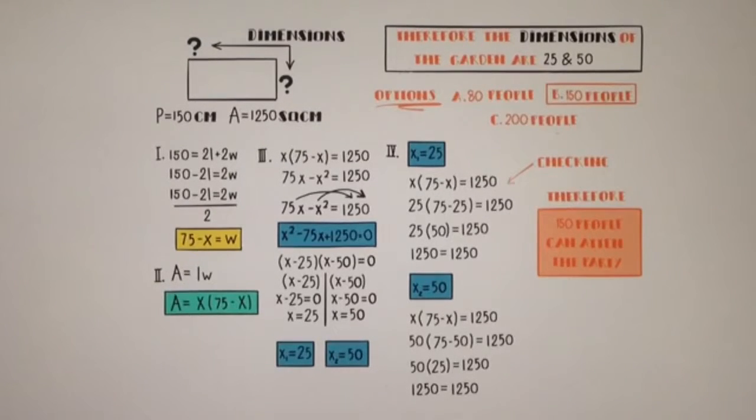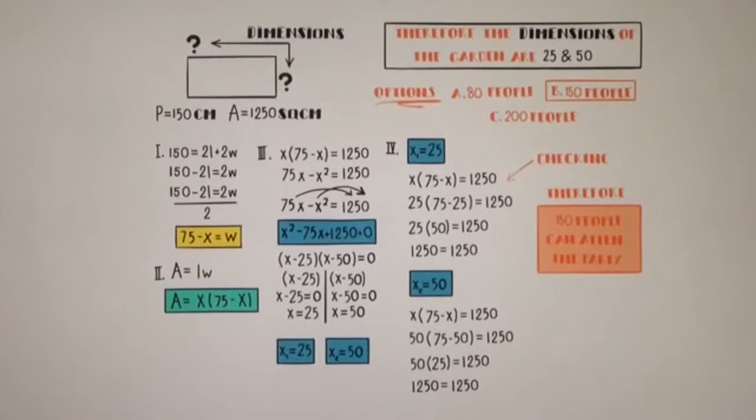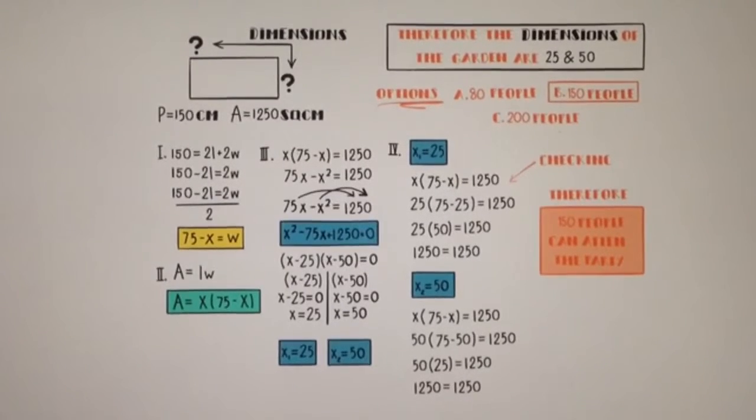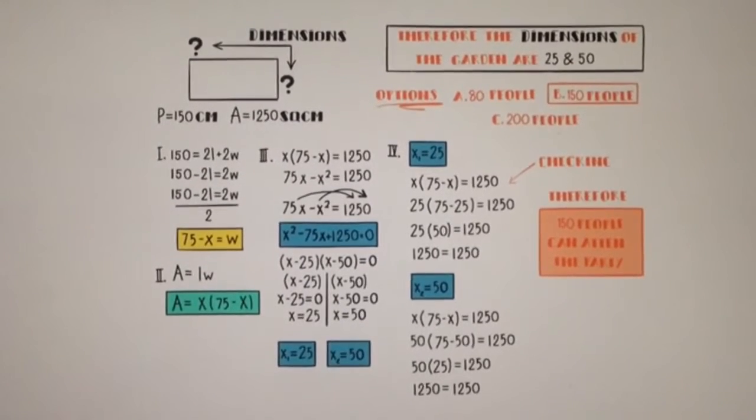Now let's solve. The perimeter was 150 meters, while the area was 1,250 square meters. So we do the same thing. 150 equals 2L plus 2W.